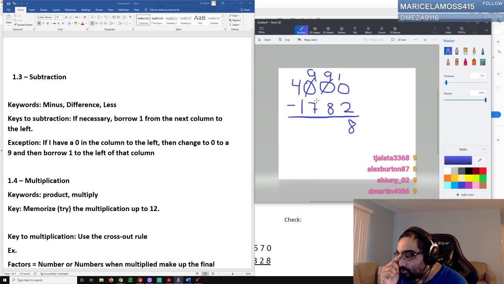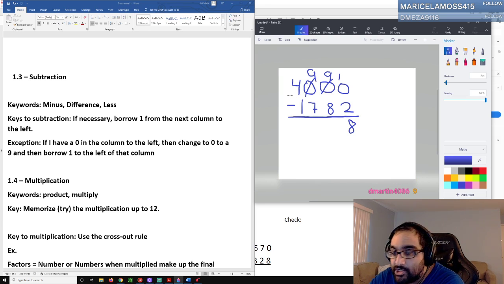Okay, so just be a little careful about that. This 0 here to the left now also has to change to a 9. But once again, I had to borrow 1 in order to do that. So what else do I have to do? What else do I have to do here once I've changed that to a 9?